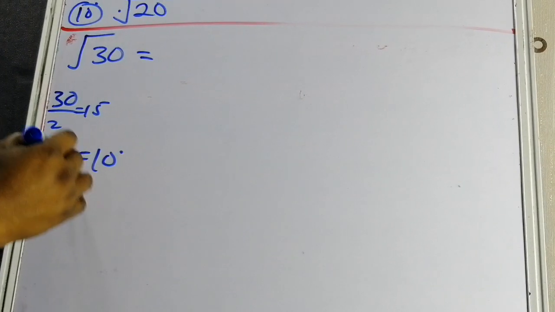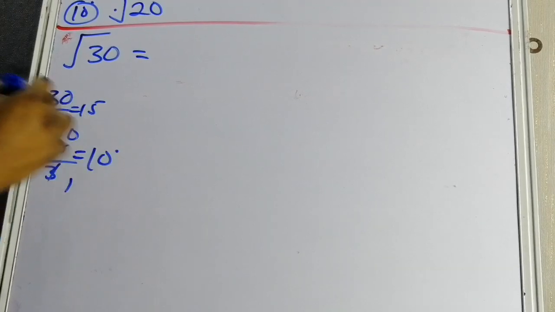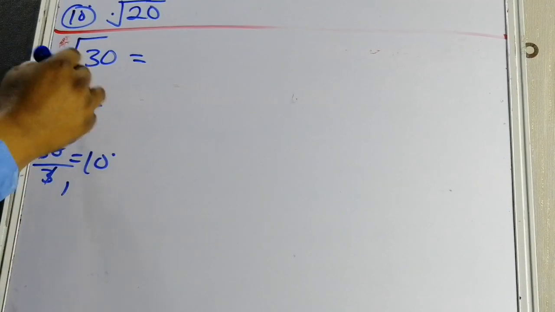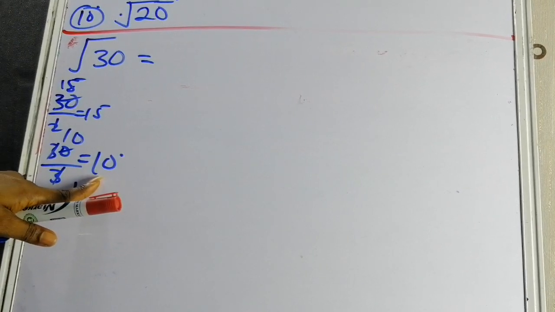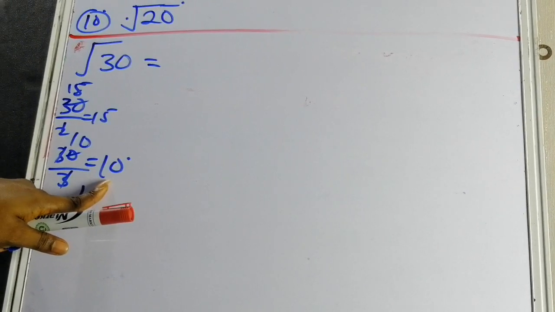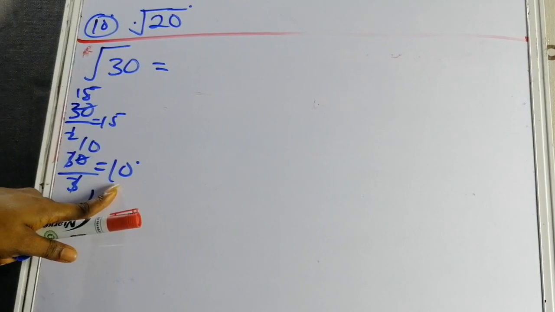Okay, 3 times 1, then 0, that's 10. Okay, 2 times 1, 2 times what? 15. Now, I look at this one, it is 10. So can I still split 10 into 2? No. 5 times 2 is 10. It means you can't split them further.